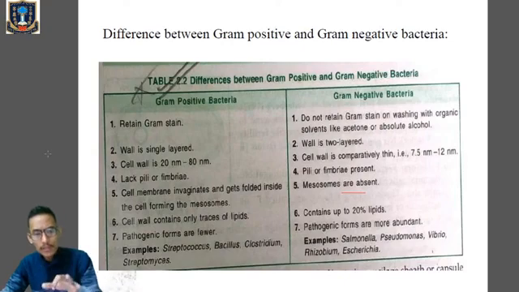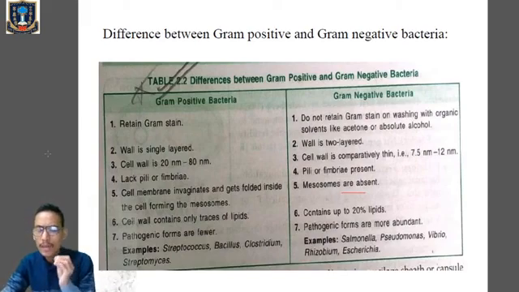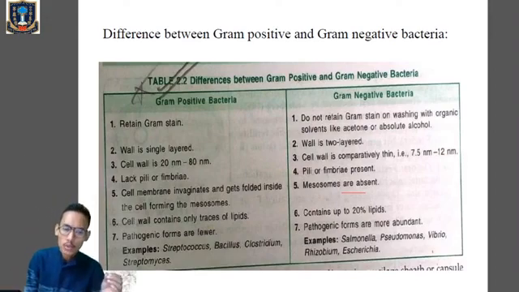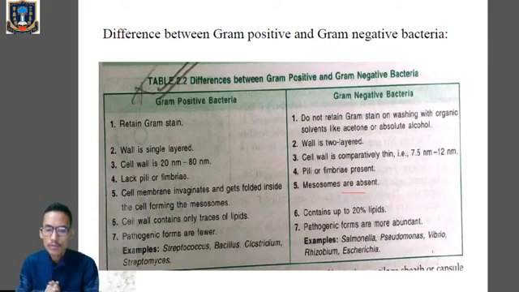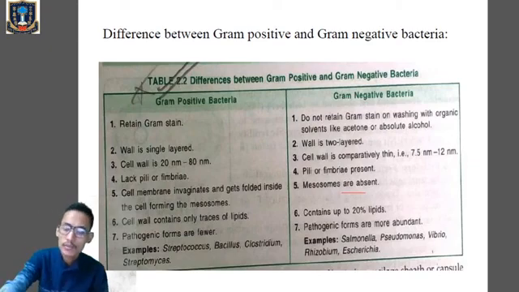Gram-positive cell walls contain traces of lipids, but gram-negative ones have 20% lipids. In gram-positive there are a few pathogenic forms which cause disease in the host, but in gram-negative there are more pathogenic forms. Examples of gram-positive: Streptococcus, Bacillus, Clostridium, Streptomyces. Gram-negative examples: Salmonella, Pseudomonas, Vibrio, Rhizobium, and Listeria. Clear? So these are the simple differences between gram-positive and gram-negative bacteria.